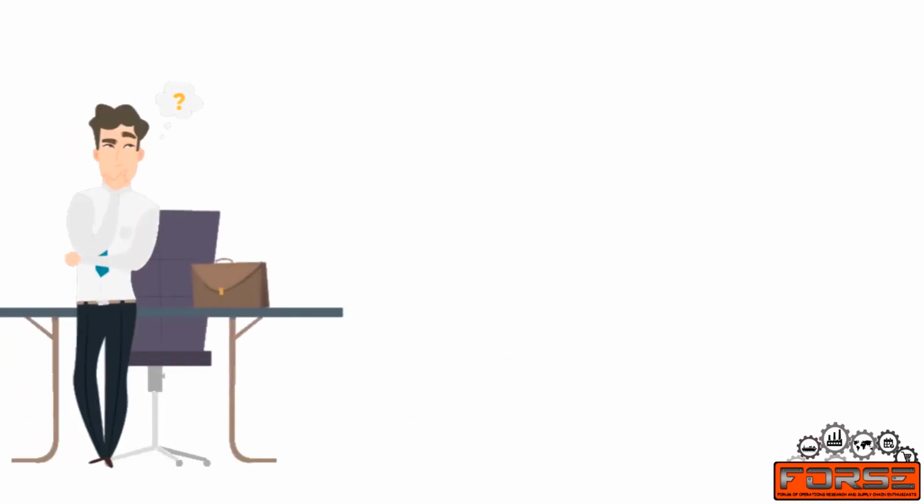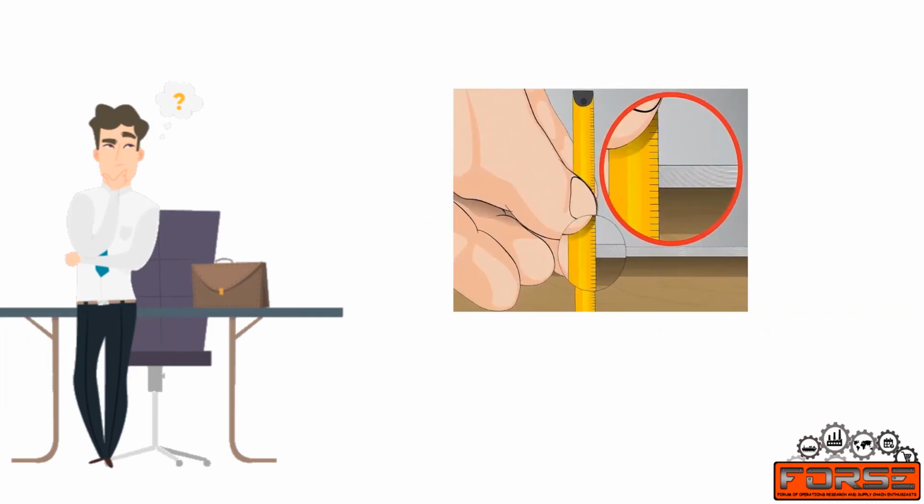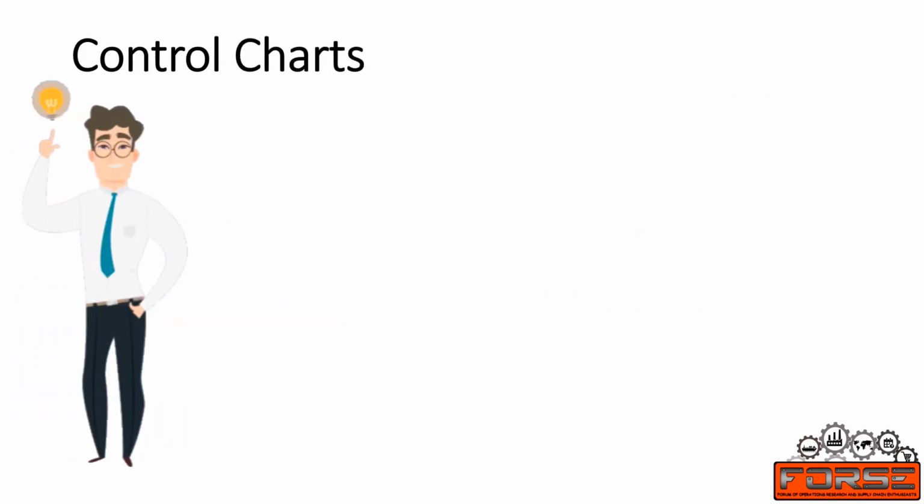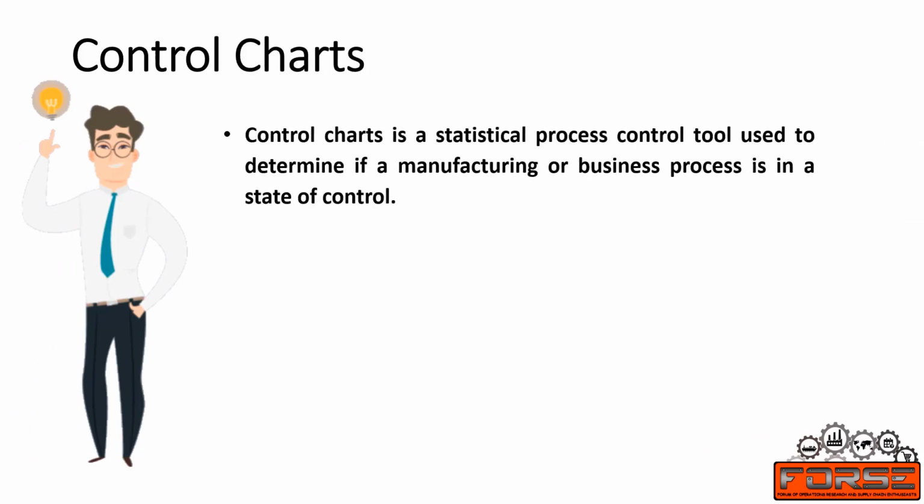Lastly, Mr. Smith wanted to monitor whether the dimensions of metal sheets used in the assembly line is within limits or not. So he decided to make use of control charts for this activity. The thickness of every metal sheet that was produced was plotted on the control graph. Control charts is a statistical process control tool used to determine if a manufacturing or business process is in a state of control or not.